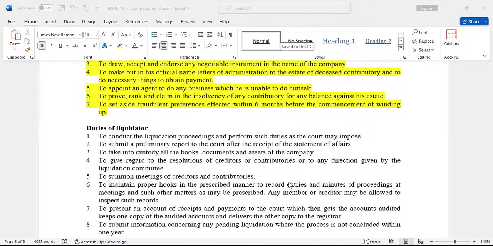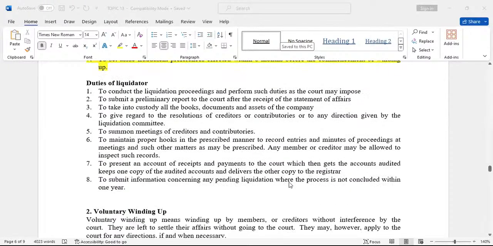Then to present an account of the receipts and payments to the court, what he has been able to pay and what he has received over a particular period of time. Then to submit all the necessary information on any pending liquidation where the process is not concluded within a year. So if it goes beyond 1 year, then he'll prepare a report at the end of each year to submit to the relevant parties, who could be, for example, the court.